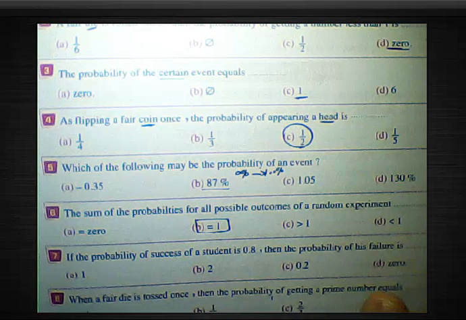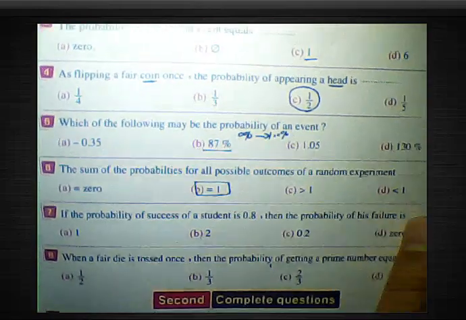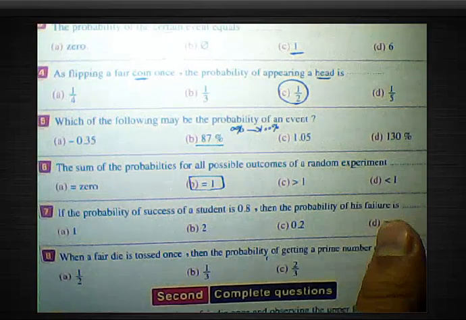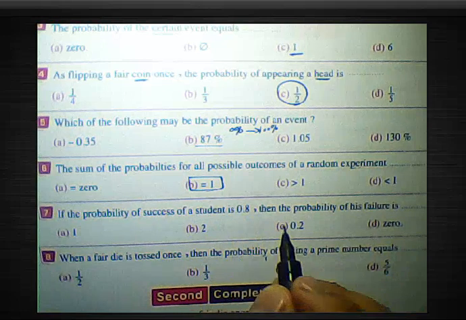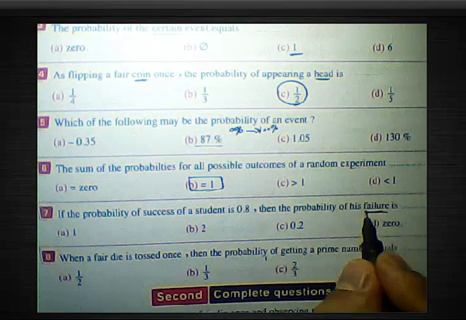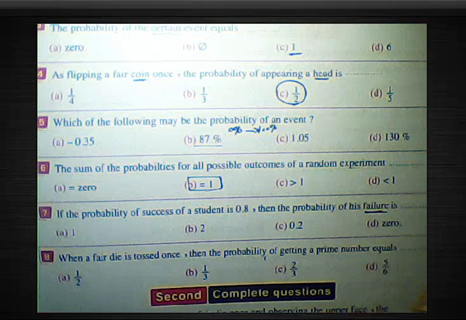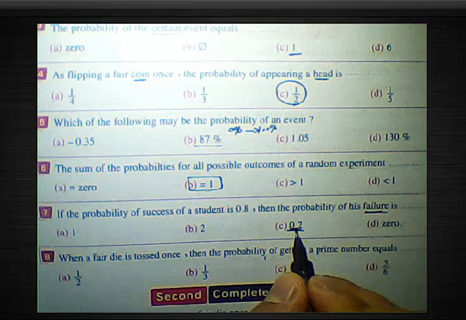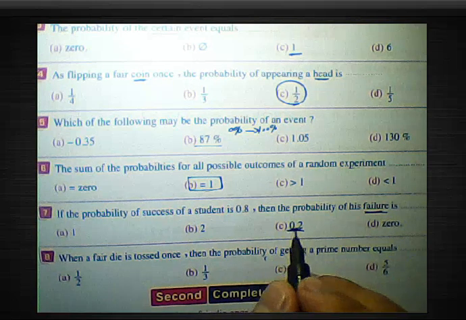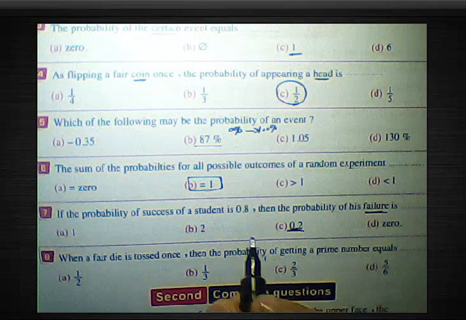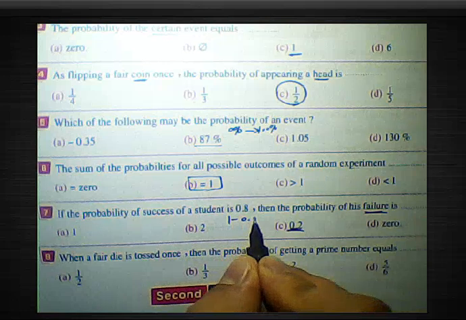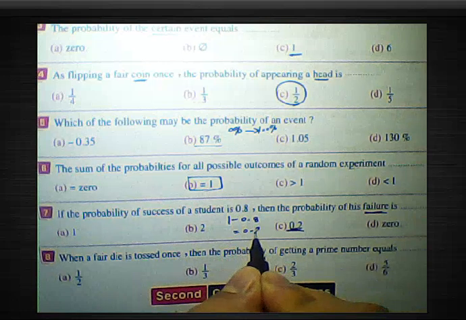Question number 7. If the probability of success of a student is 0.8, then the probability of failure will be what? It will be 0.2, because the sum of the probabilities for all possible outcomes of a random experiment equals 1. So the difference, 1 subtract 0.8, equals 0.2.